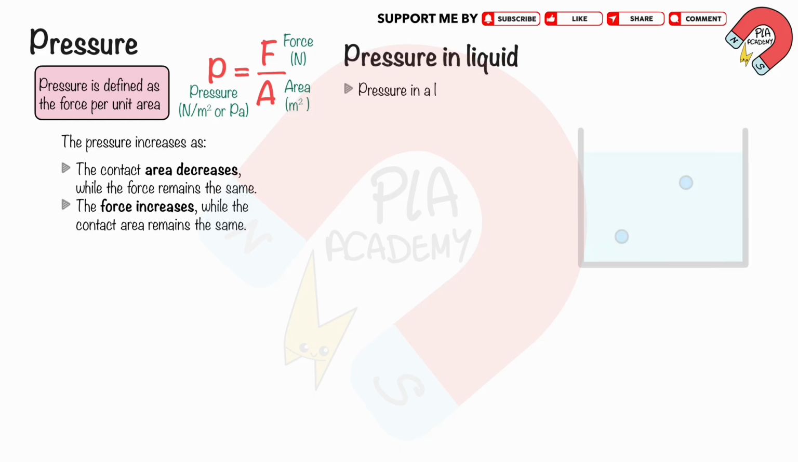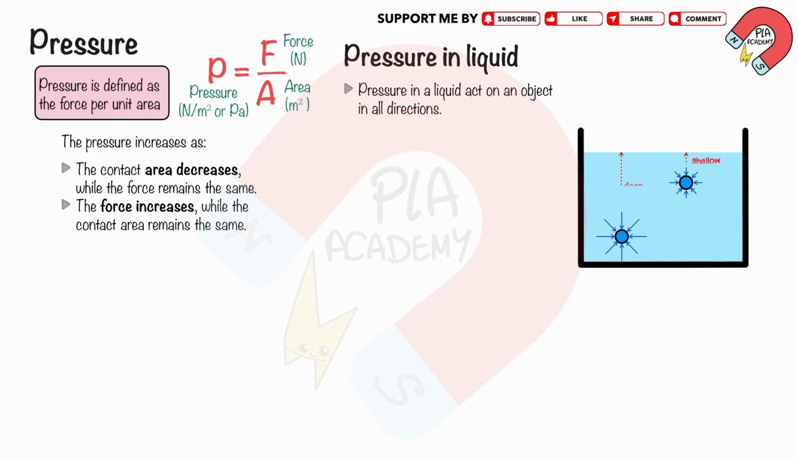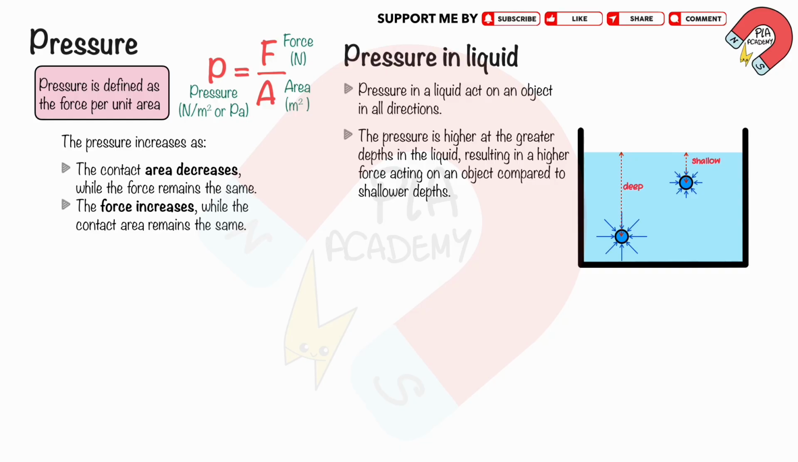Pressure in a liquid. Pressure in a liquid acts on an object in all directions. The pressure is higher at greater depths in the liquid, resulting in a higher force acting on an object compared to shallower depths. Pressure decreases as the object rises through the liquid.